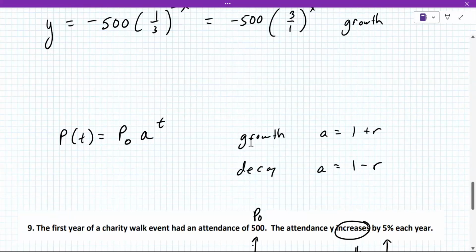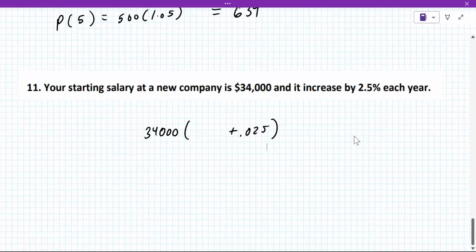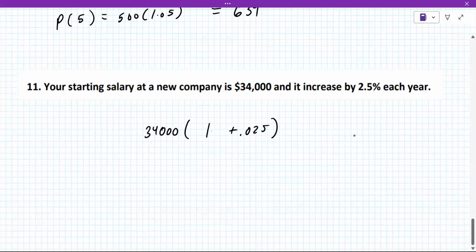So what did I say about A here? What is written on the right here? 1 plus R. So if it's growing, it's 1 plus R. You have the R, but you have to add 1 to it. Oh, so is it 1.025? Yes. And we're missing a variable. Where does the variable go? At the end, the exponent. Yes. X. So I like it. P. T generally is used for that.